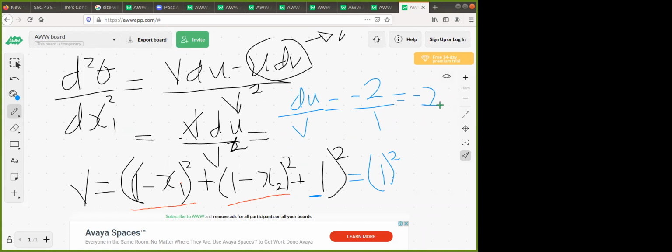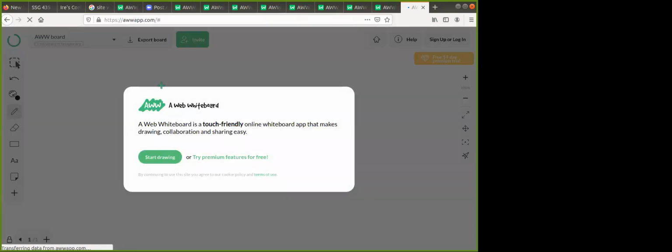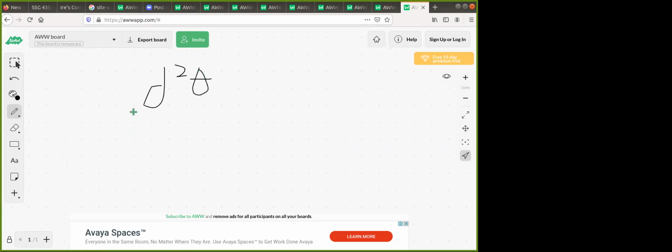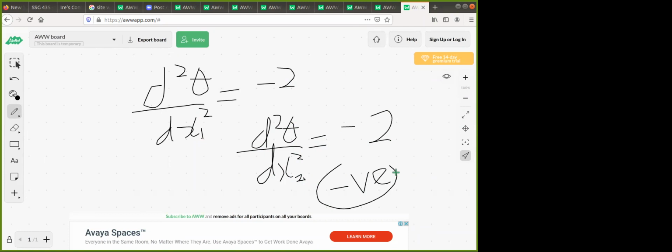So now we're finished evaluating our d squared theta over the x1 squared, and that's equal to -2. Likewise, if you evaluate d squared theta over the x2 squared, you're also going to get -2. Same answer. So for the first variable x1 and this second variable x2, we found that when we took their second differential, we got negative. And we said that when we get negative for both variables, it means it's a maximum point.